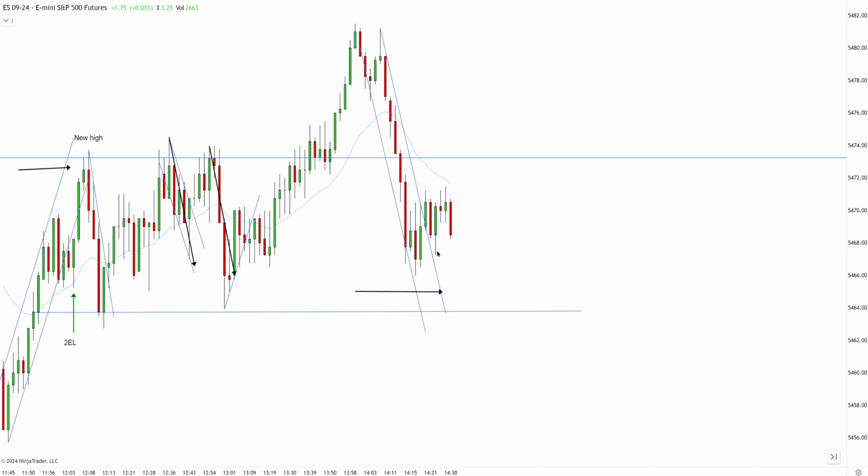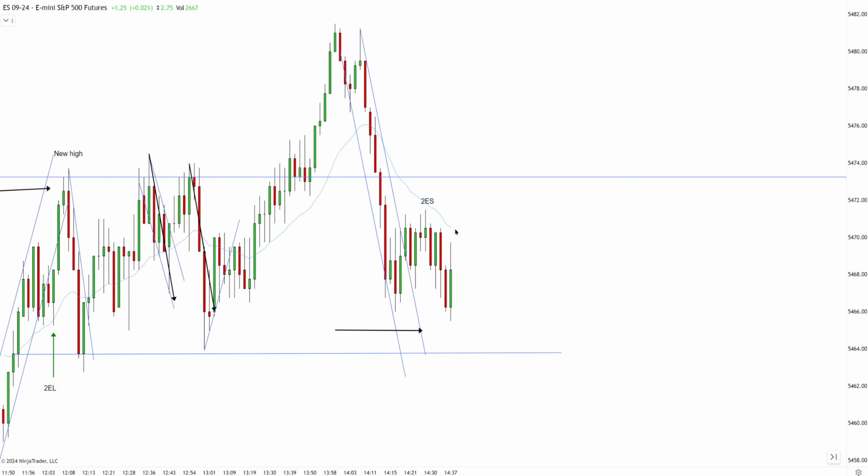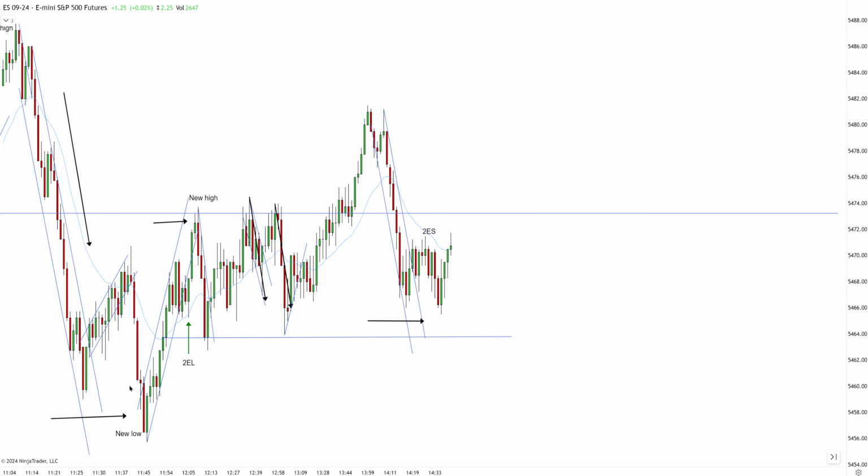New low, first entry short, pullback, second entry short. But it's a horrible bar, not full at the EMA. There is no way for me to take it. By the time I get a lower high, once again, at the EMA, massive tail at the bottom, a little bit too big. Break, new low.